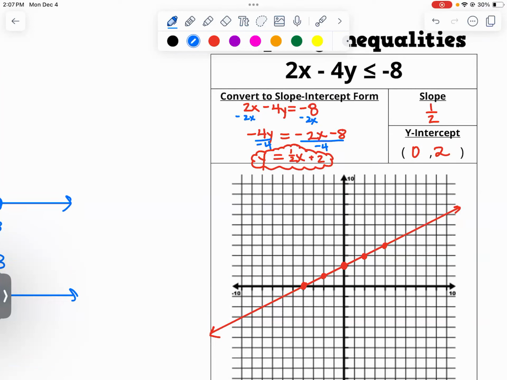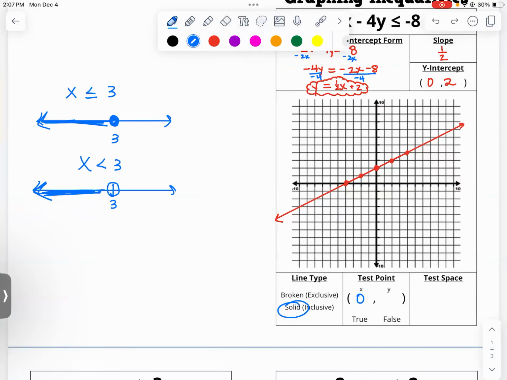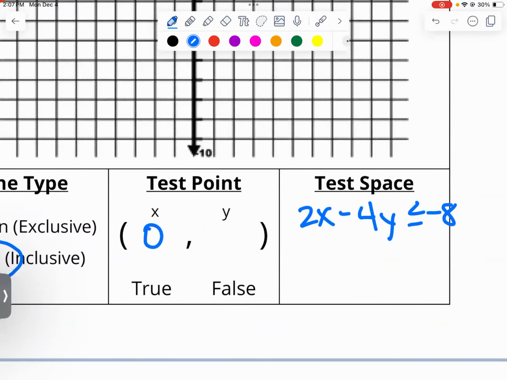What coordinate would be the easiest to plug in? 0, 0. You do not want to pick one that's on your line. That's not going to help you. Okay, so let's try 0, 0. So our inequality is 2x minus 4y is less than or equal to negative 8, right? So if we plug in 0, is 0 less than or equal to negative 8? Okay, so 0, 0 is false.